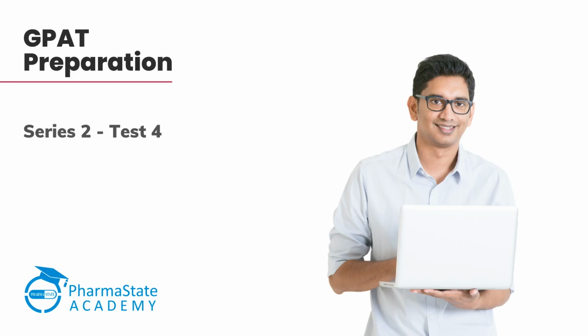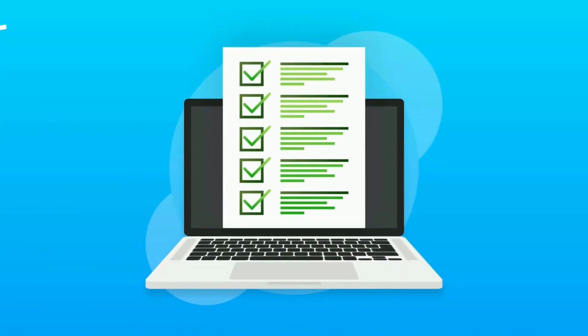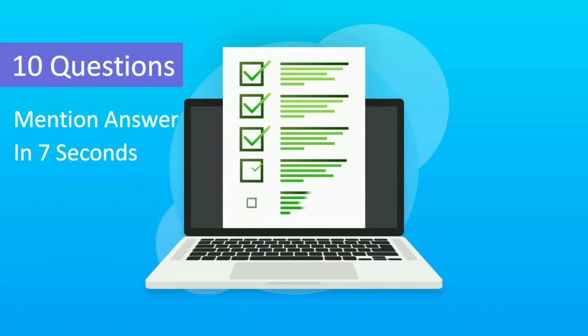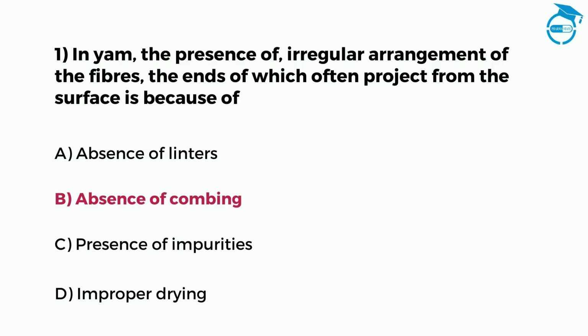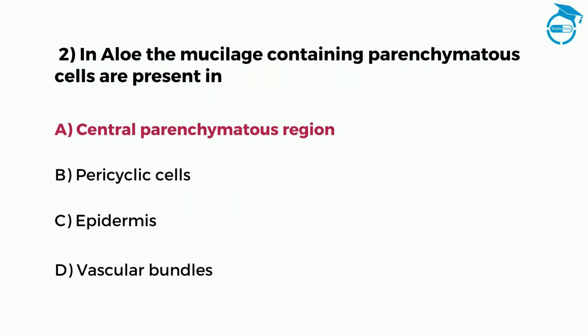Before we start the test, let us understand the process. So, here is the process. This test consists of 10 questions and you will get 7 seconds to write your answer in the comments. For example, if the answer to question 1 is option B, you can write in the comments as 1B. Similarly, if the answer to question 2 is option A, you can write in the comments as 2A.